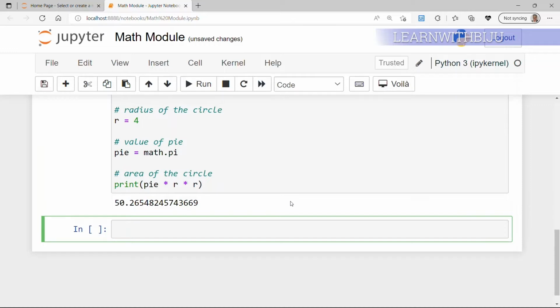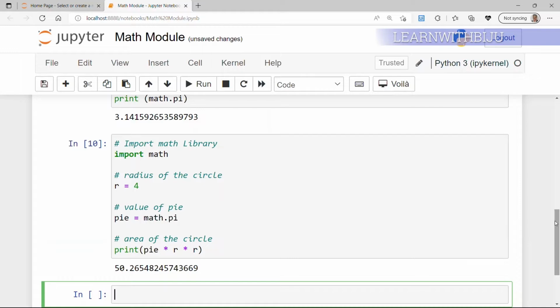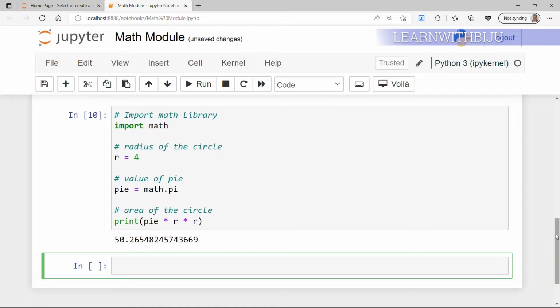It is 50.26548245743669. So do you understand how you are applying the value of a constant in a program? And how to include a math module in a program? It's very simple. We need to import the library, declare variables, use the constant, and apply the formula. Got it?